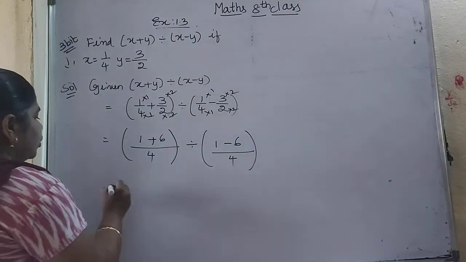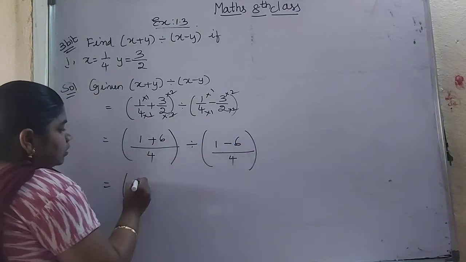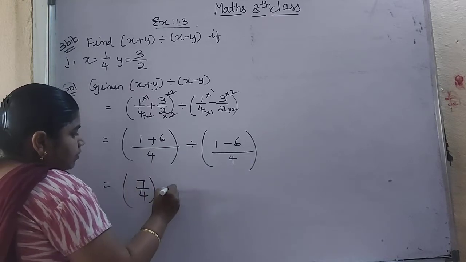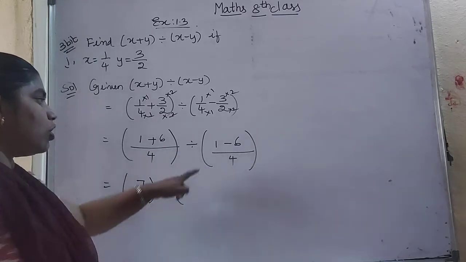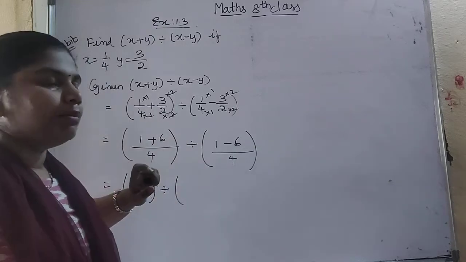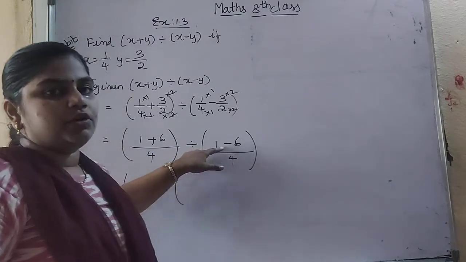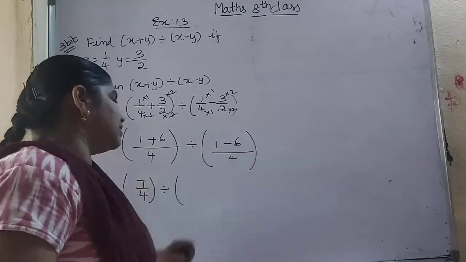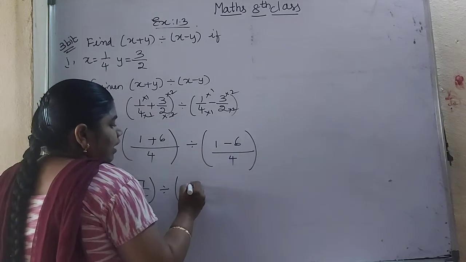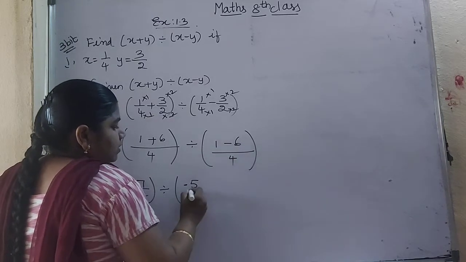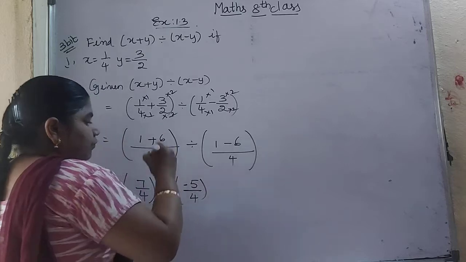Now do the addition here. So 1 plus 6 will be 7 by 4, divided by, from the smaller number you are subtracting the bigger number, so the result will be in negative form. So 1 minus 6, that is 6 minus 1 is 5. The bigger number's sign is minus, so minus 5 by 4.